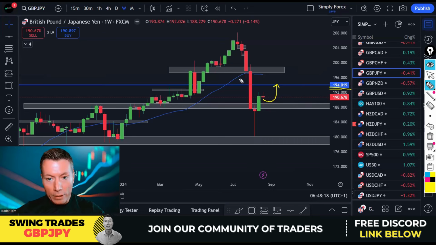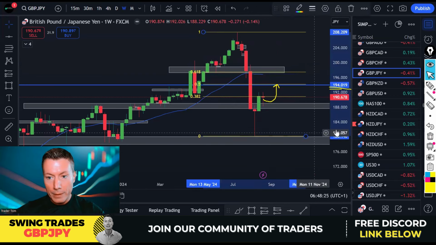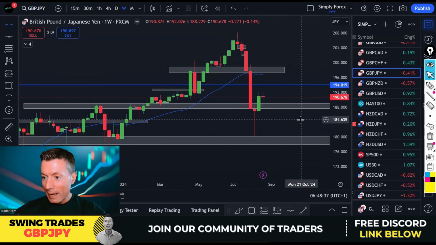And how did I arrive at this level? This is a fib level. So if you go from the top here down to the bottom, right, it's the 0.5 fib level. Okay, so that's the reason that is my target. So pound yen buys is another swing trade idea for this week.